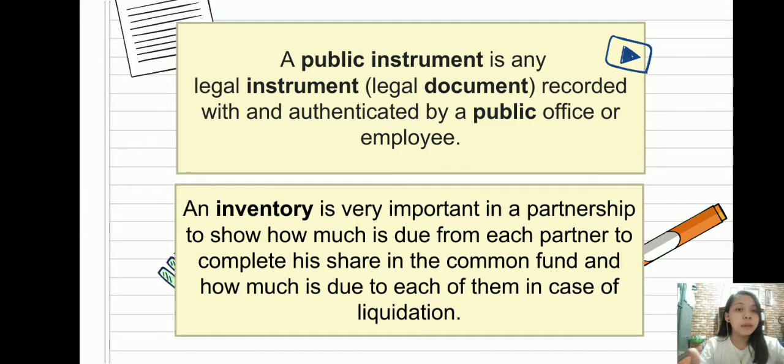Another requirement, diba, is an inventory. An inventory is very important in a partnership to show how much is due from each partner to complete his share in the common fund and how much is due to each of them in case of liquidation.